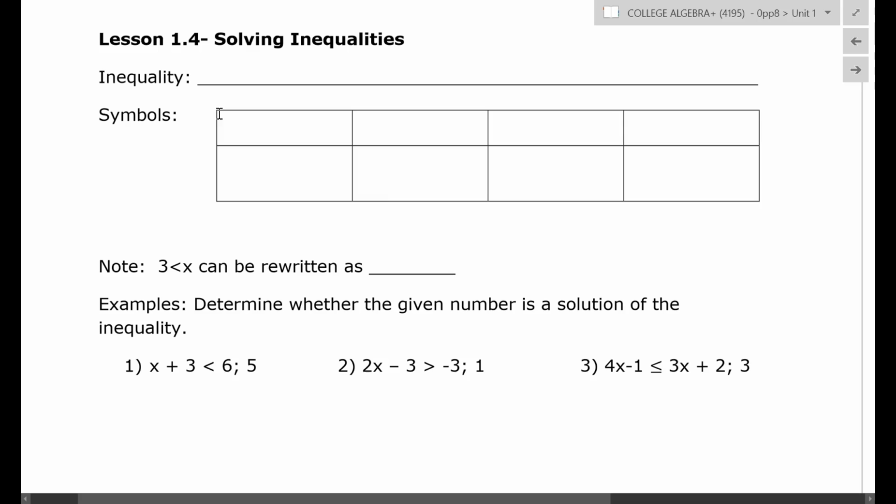Inequality, here we go. A comparison. Lesson 1-4. Wow, we're flying through this packet.